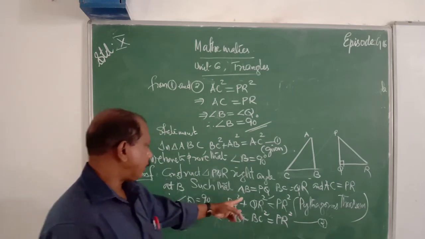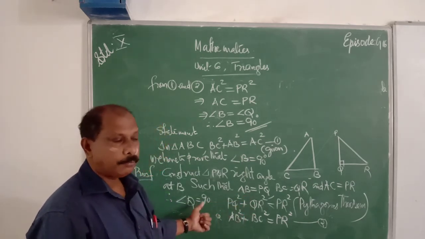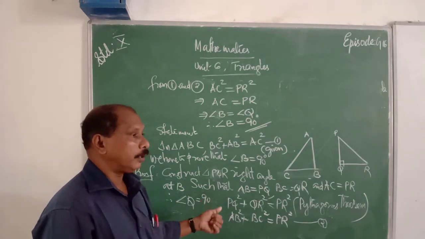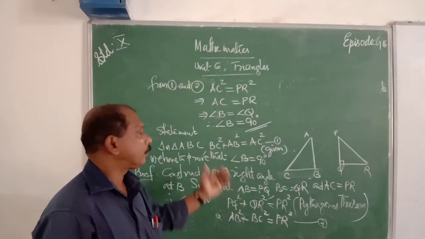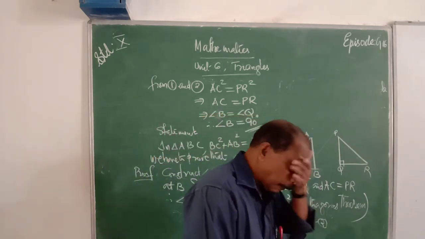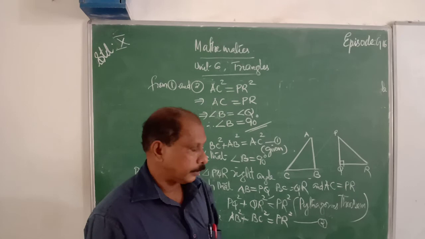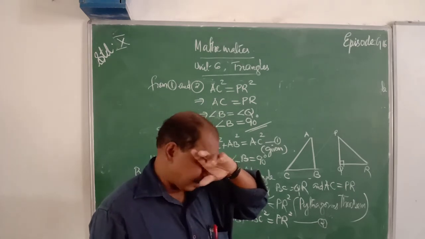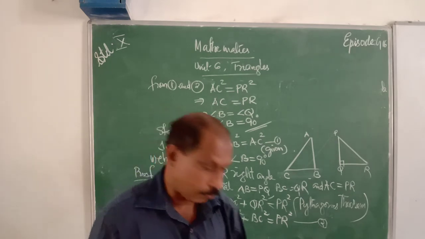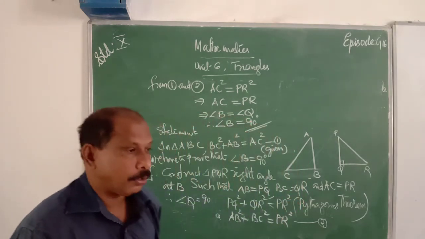Angle Q is equal to 90 degrees, that is our construction. But we know that angle Q is equal to angle B, and angle Q is equal to 90 degrees. Therefore, angle B is equal to angle Q. Therefore, angle B is 90 degrees. Therefore, the angle against that third side is equal to 90 degrees. That is the converse of Pythagoras theorem.